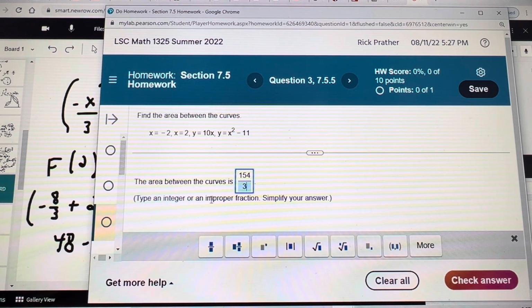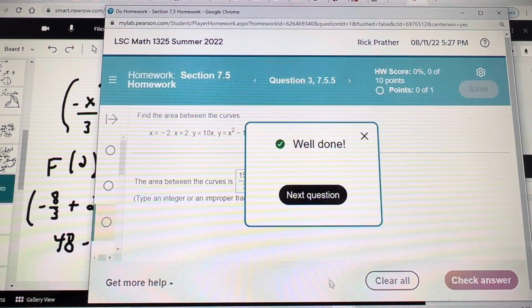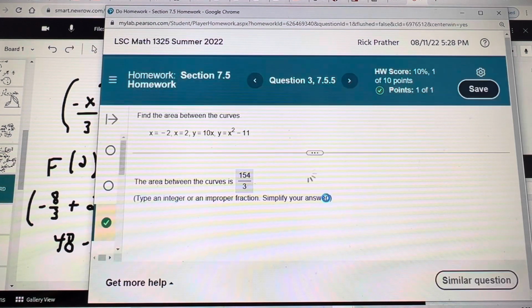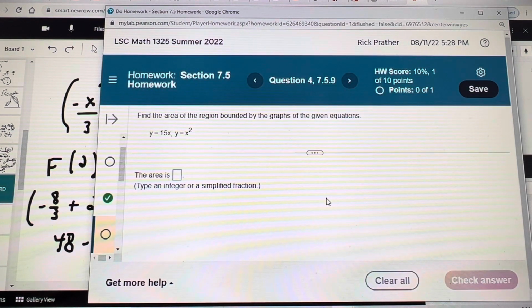Type in an integer or an improper fraction, so you don't want to make that a mixed fraction, just leave it like that. So that's the essence of section 7.5 right there, is area between two curves. You don't care about being above or below the x-axis. And you've got to figure out if these things cross each other, so that you might have to break it up into multiple integrals.